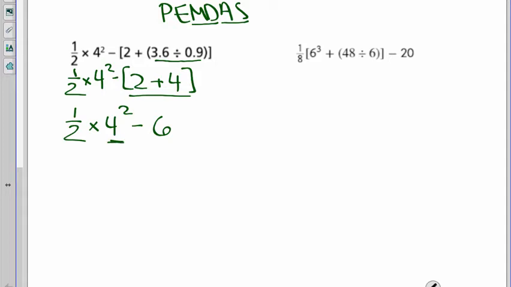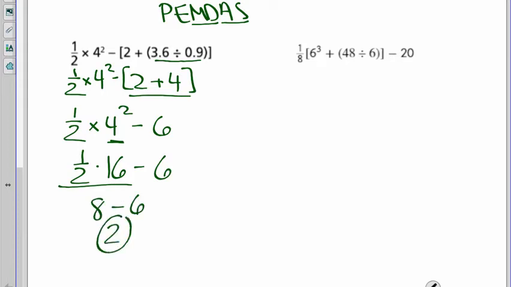4 times 4 is 16. 4 to the second power is not 8, it's 16. And then half of 16 is 8. And I get my answer of 2.